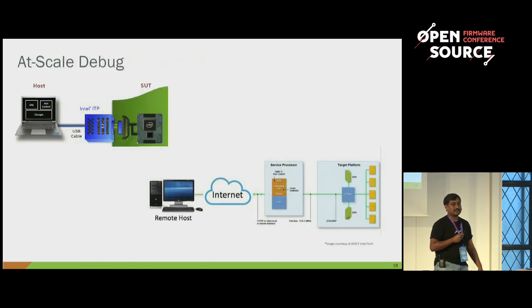The second major feature that I would like to enhance is the at-scale debug. So on the left side, you can see how we used to debug before. When there is an issue at the CPU level, if you identify it at the bench top, we used to connect this kind of blue box. We call it an Intel ITP box. And using a laptop, we can debug that code and understand what's happening.